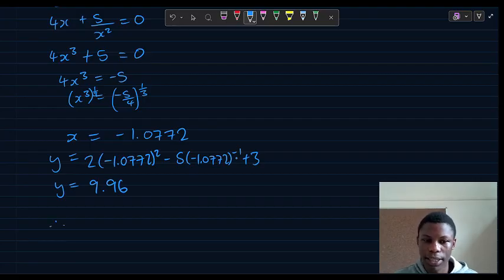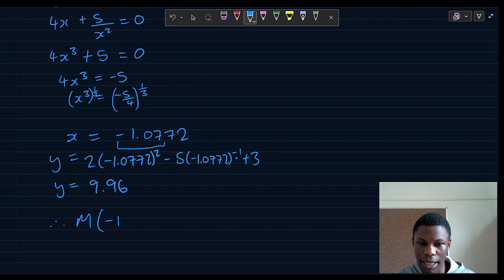So we can say that the coordinates of our minimum point M are our x value, give that to 3 significant figures, so negative 1.08, and then y is 9.96 to 3 significant figures, and that's our final answer.